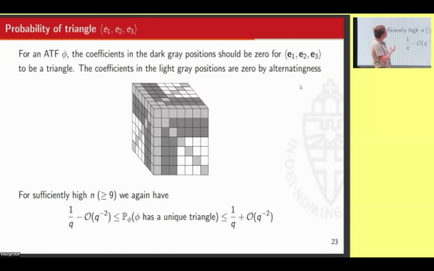Now I drew another picture. The light gray cells have to be 0 by definition of the alternatingness, but now it's again the dark gray cells that have to be 0 in order for E1, E2, and E3 to be a triangle. And we can do the rest of the computation to come to this bound again.